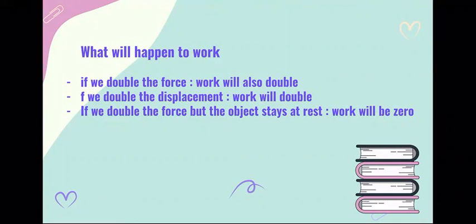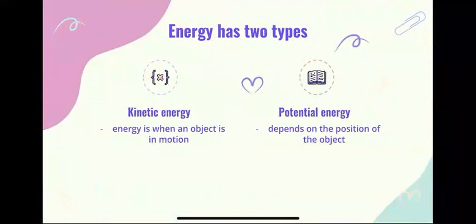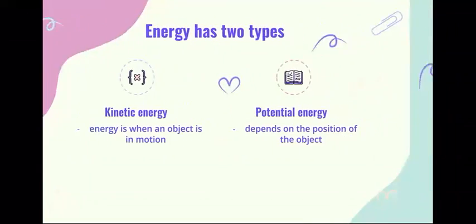Well, if we double the force, work will also double. If we double the displacement, work will also double. But if we double the force and the object stays at rest, work will be 0 because we have no distance. Now that we understand work, let's talk about energy. So we know that energy means the ability to do work. But what is energy specifically?